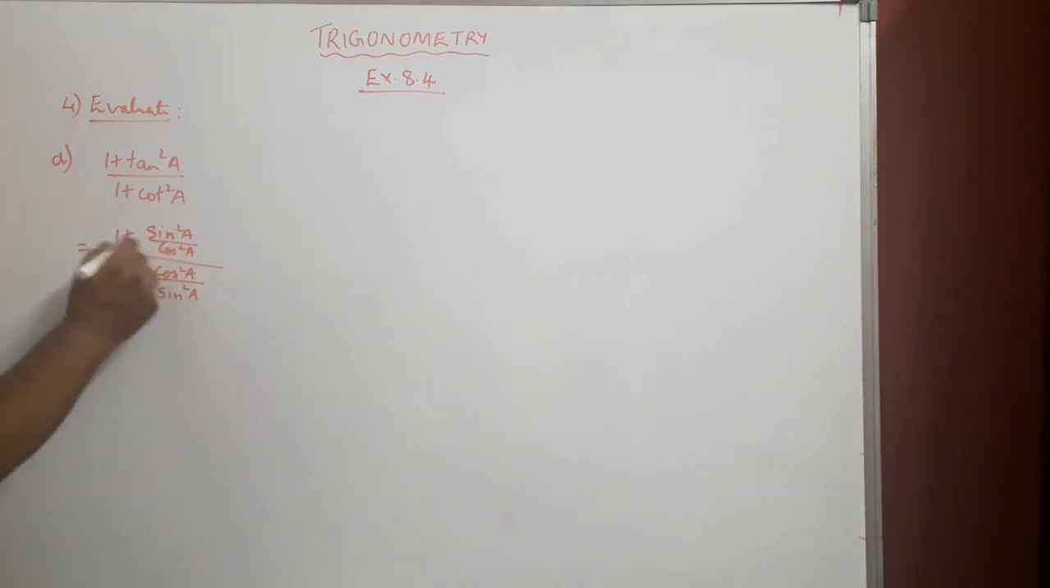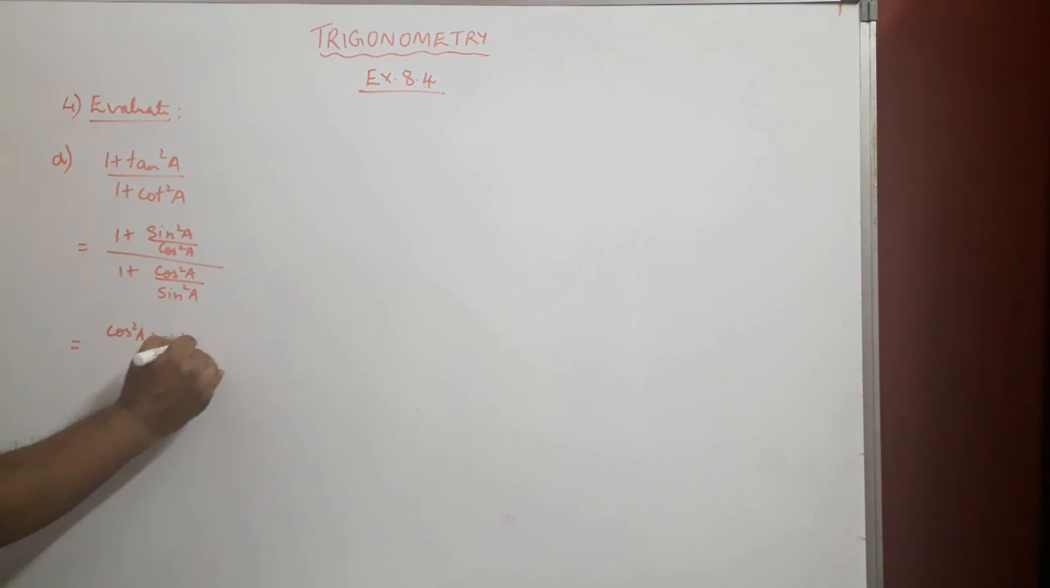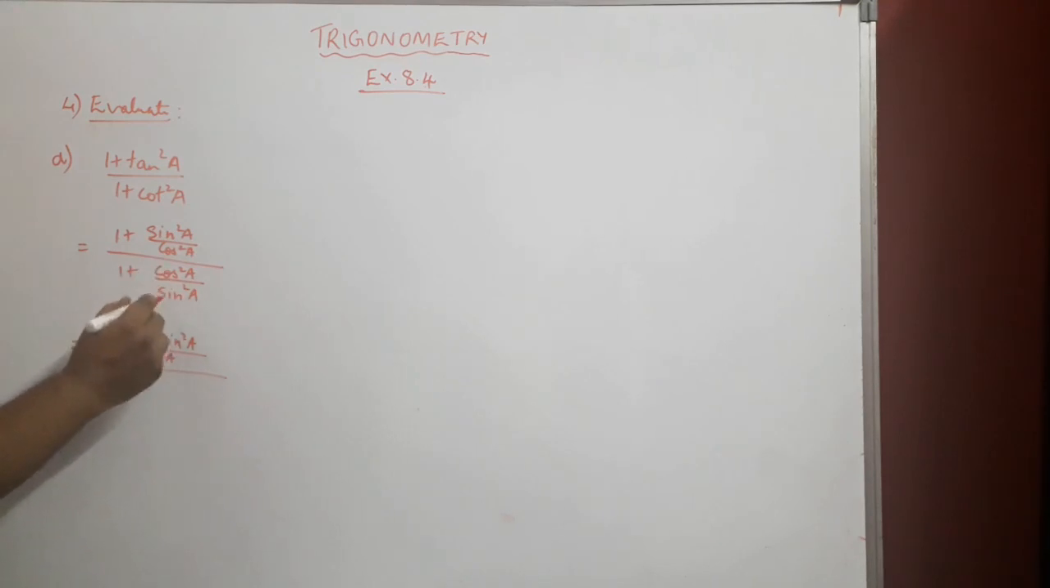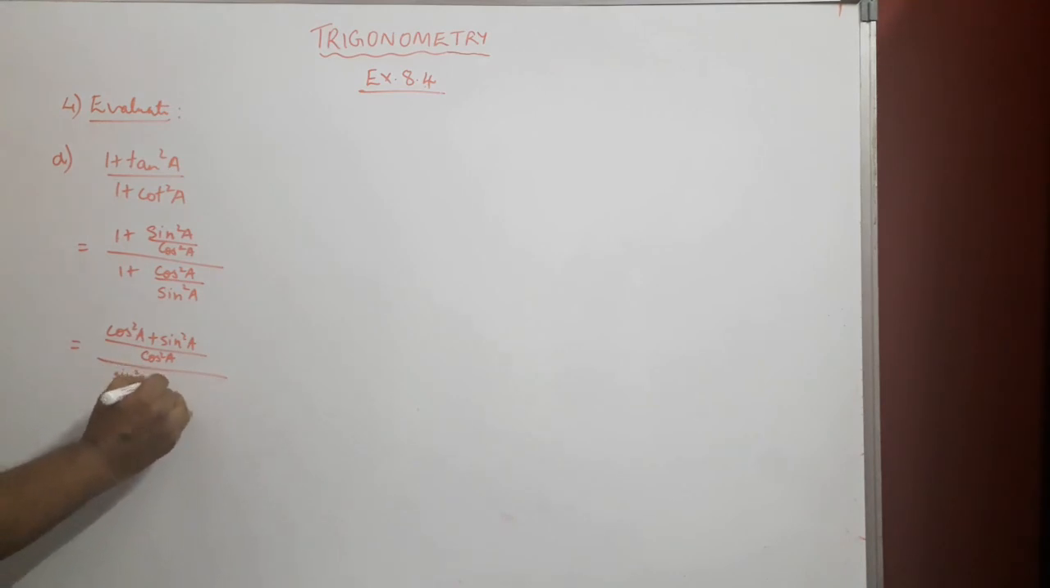Now we'll take our LCM. So this one will become cos square a plus sin square a whole thing upon cos square A, and in the denominator here the LCM tells you that it is sin square A. That should be the common denominator. So instead of 1 we have sin square A plus cos square A whole thing upon sin square A.